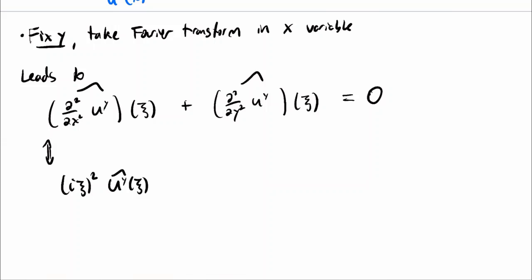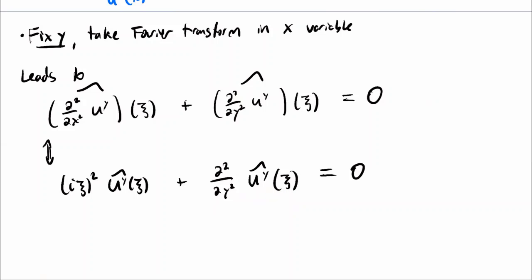right? And then what am I left with? Well, I'm left with the second derivative with respect to y of the Fourier transform of u(x,y), and this is equal to 0. Right, so why did this derivative with respect to y not change the Fourier transform? Well, everything is as a function of x, right? And so this operation with respect to y doesn't affect the definition of the Fourier transform.